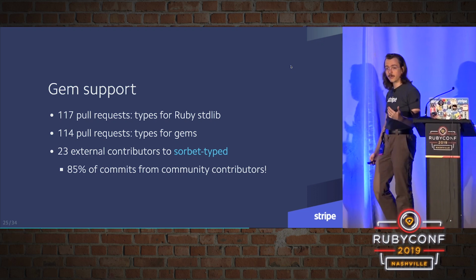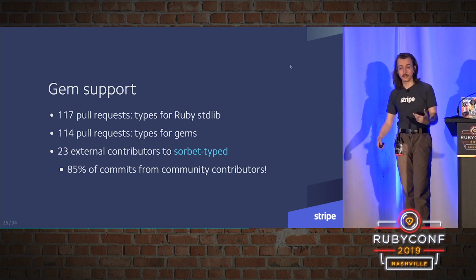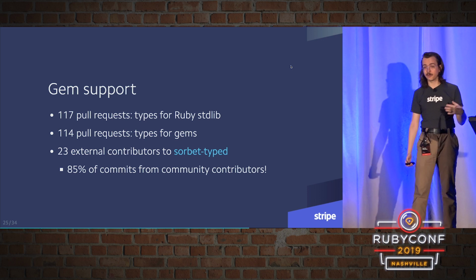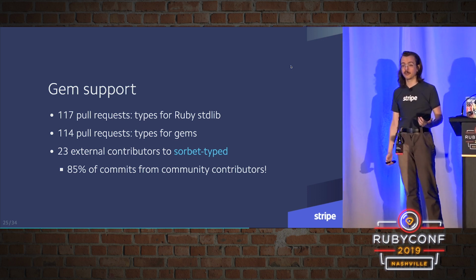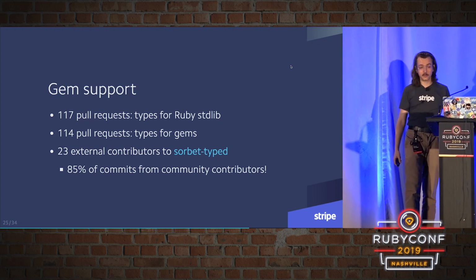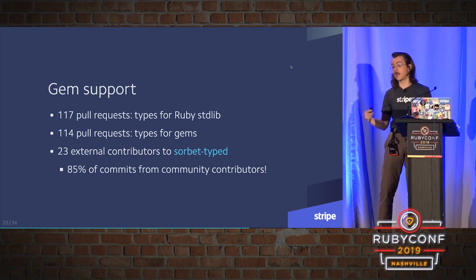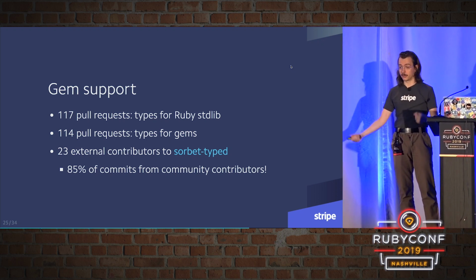And we also have gem support. While Stripe is a monorepo, and we mostly monorepo everything, not every company does it. In particular, Coinbase doesn't. So as an early user of Sorbet, they've built support for sharing type definitions for gems. Since we open sourced, 117 different gems have been added, in addition to the ones that Coinbase and Shopify were adding in bulk.